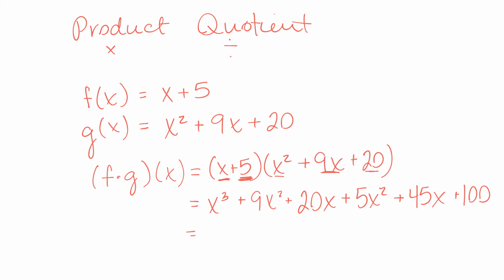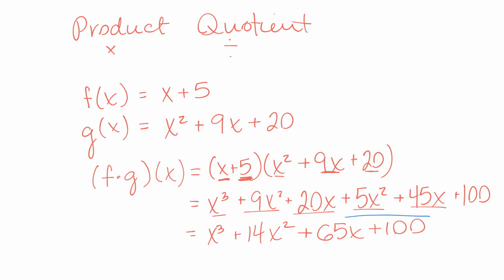Collect like terms, so use your x cubed. Now all your x squareds. So 9 plus 5 is 14x squared. Your x is 65x plus 100. And that's it. We're done. That's your final answer on that.